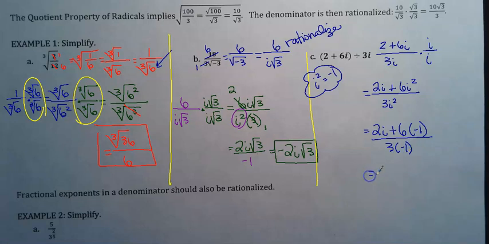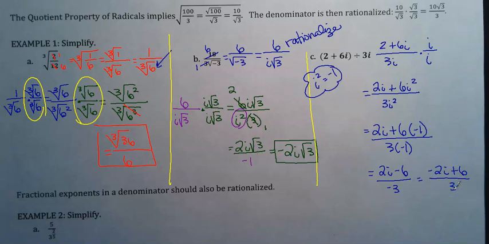Okay, so then that's going to be 2i. 6 times negative 1 is negative 6, so 2i minus 6 over 3 times negative 1 is negative 3. Okay, so we can leave it like this, technically. We could get the negative out of the denominator and make this negative 2i plus 6 over 3.